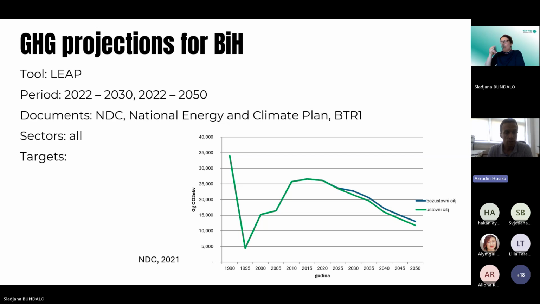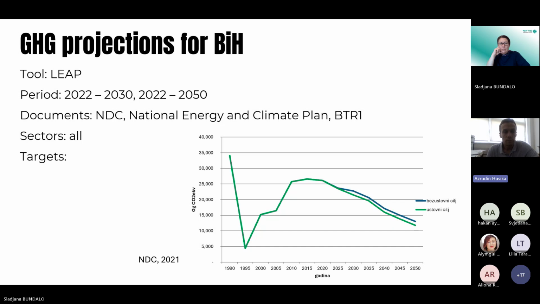And recently, we can say that we have a full energy sector in the model, and also other relevant sectors for GHG emissions. Recently, we cooperated with the Stockholm Environment Institute to perform a health impact assessment of the NDC. The last NDC we adopted is in 2021, and here you can see historical data on GHG emissions and projections of GHG emissions we did in LEAP.